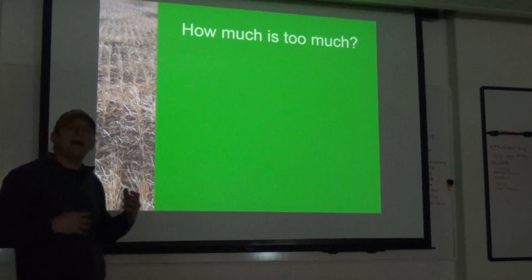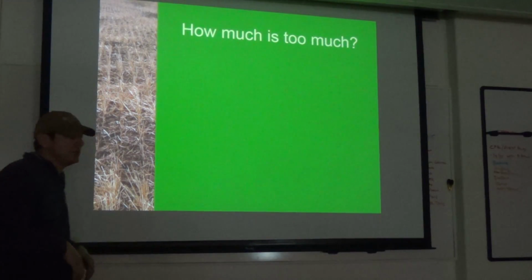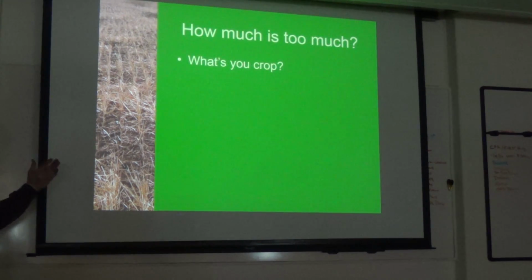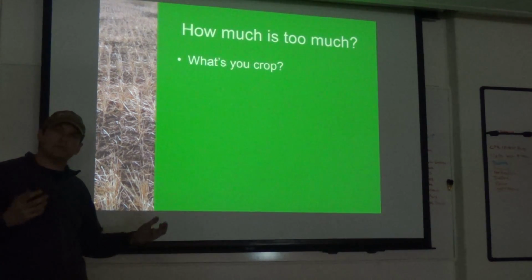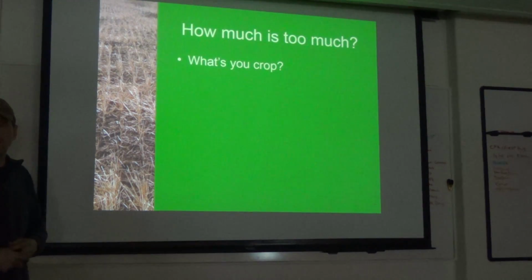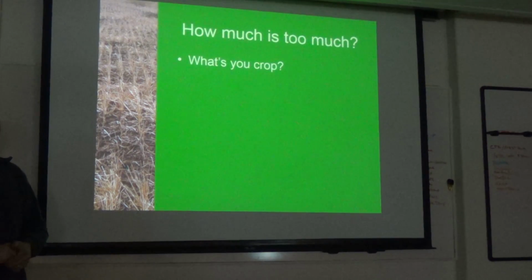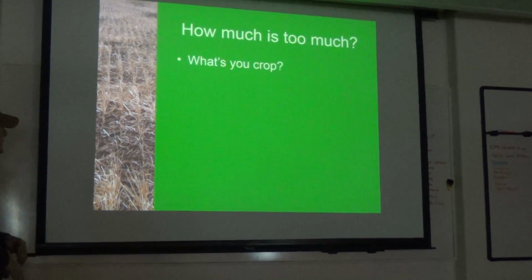So again, how much is too much phosphorus? As we've always said with all the other nutrient management, what's your crop? Some crops require more phosphorus, some require less. If you're growing something like alfalfa, you better have a lot of phosphorus. Roots need phosphorus. Corn needs a little bit less phosphorus than other crops. Native range grass, they need just enough phosphorus to keep the nutrient cycling going.